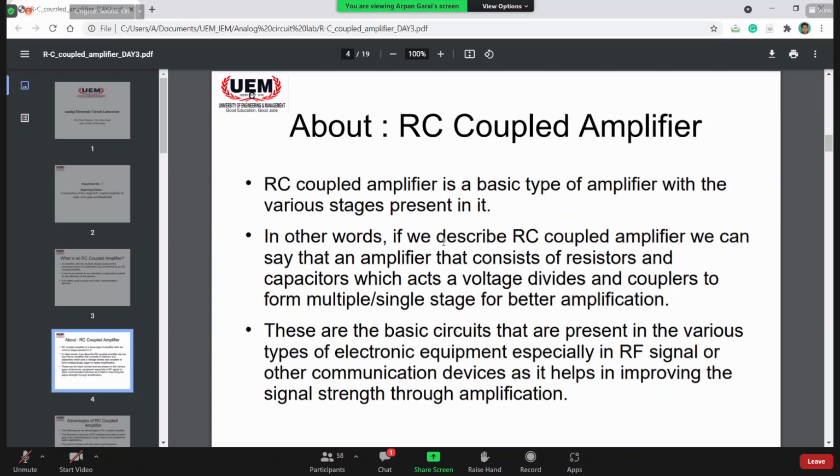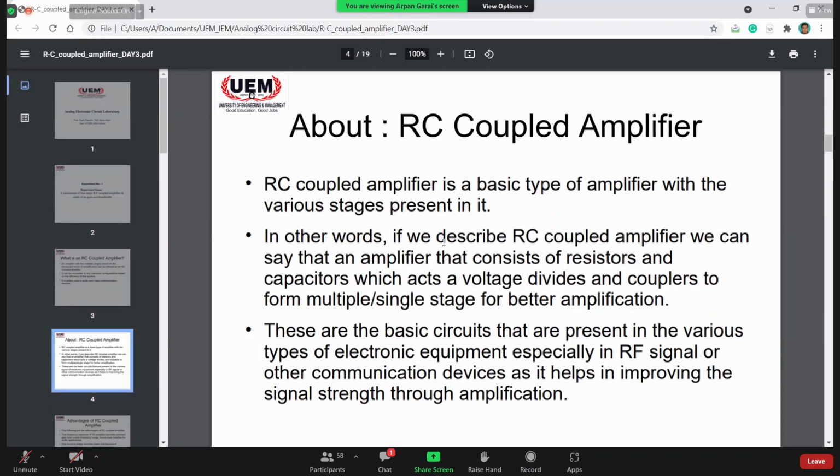And if you use multiple stages, multiple amplifiers, in this lab also you have to create a two-stage amplifier. In a two-stage amplifier you have to connect the two stages of your amplifier using a capacitor, which is often termed the coupling capacitor. Coupling means joining two amplifiers. The capacitor actually joins the two amplifiers. That is why it is called the coupling capacitor.